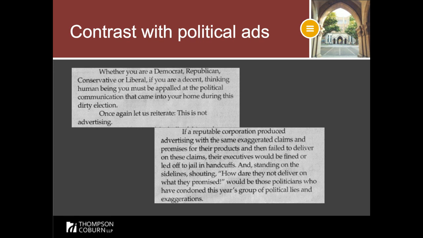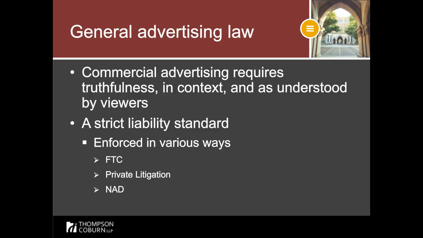This is not advertising. If a reputable corporation produced advertising with the same exaggerated claims and promises for their products and then failed to deliver, those executives would be fined or led off to jail in handcuffs. And that is true. The standards for commercial advertising, for basically anything other than political advertising, are very strict. You've got to have truthfulness in context as understood by viewers. It's essentially a strict liability standard of truthfulness in context.